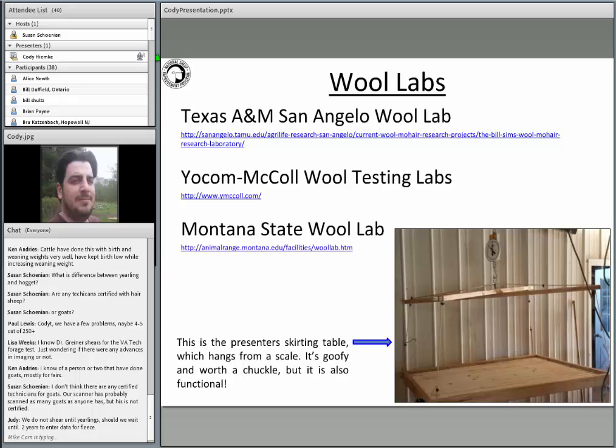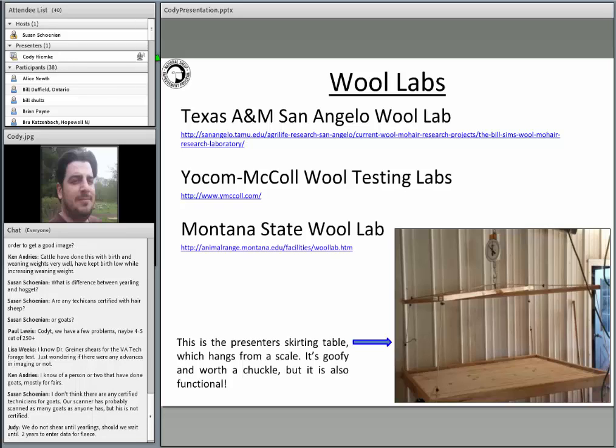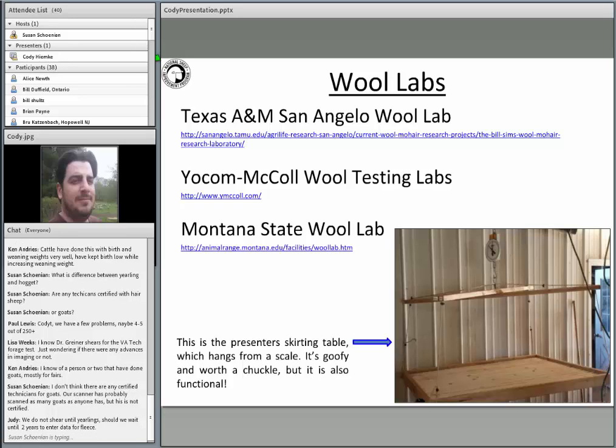And maybe to give you a little laugh, I showed you my homemade skirting table, which weighs the fleeces at the same time. It's a little bit small, but I hope you're all chuckling out there and not just shaking your heads.